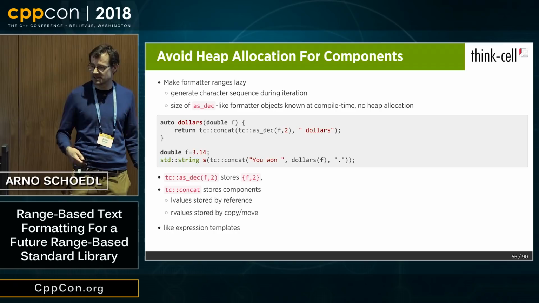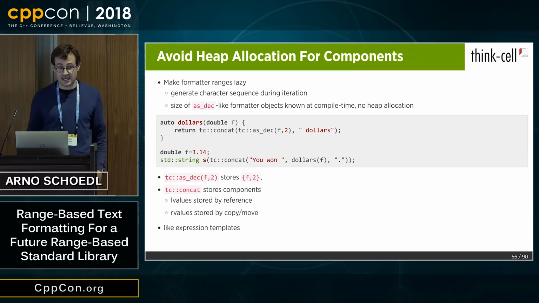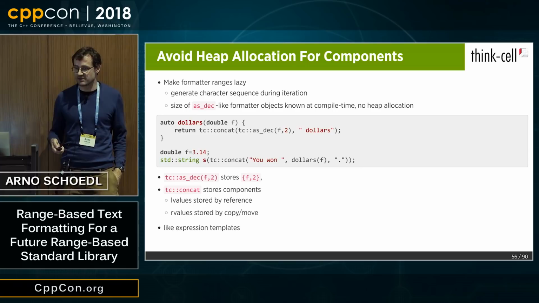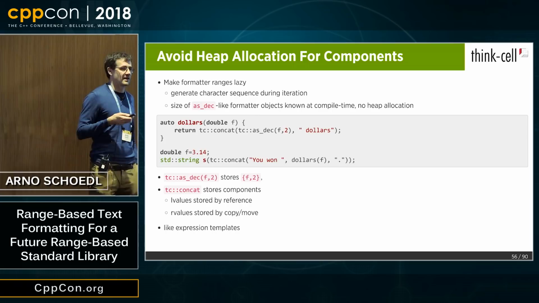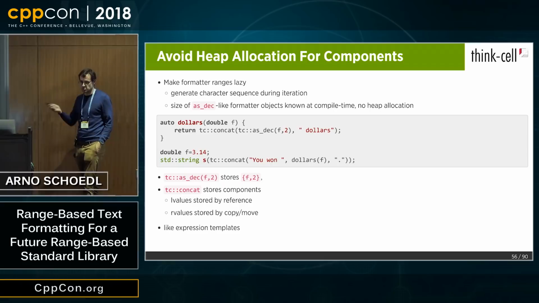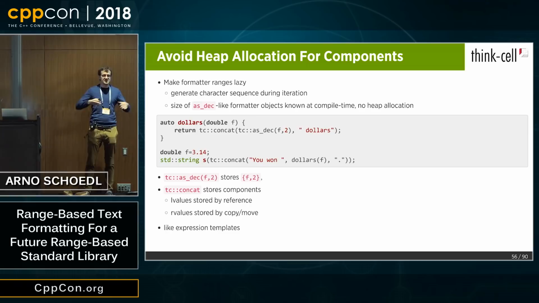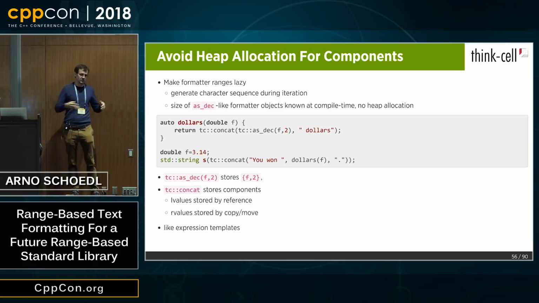So this basically looks like this. You have an SDEC which stores just the F and the 2, and then the concat stores whatever components it has. And there we are a little bit different from range v3. It proved to be a good idea to just say, okay, anything that is an L value is stored by reference, and anything that you pass in by R value is stored by a moving copy. Worked well for us, and we use it throughout the library. What you are getting is something like expression templates. You have built this big tree-like data structure, and when you want to pass it into a string, or when you want to iterate over it, you execute that data structure and it generates the character range.